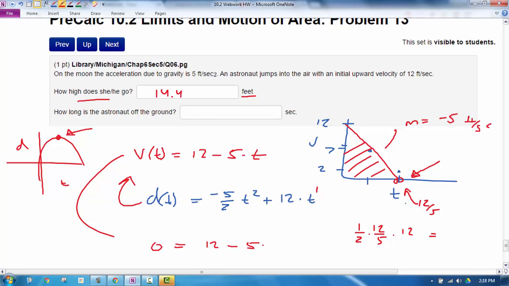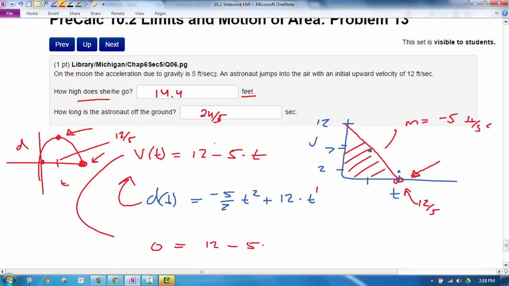And then how long are we off the ground for? We can take the time that we reach our maximum height, which we found was 12/5 of a second, and we can just double that, because if you jump off the ground in half the time, you'll reach your maximum height, and then double that time and you'll be back on the ground at this point right here. So we'll just do 24/5 of a second.